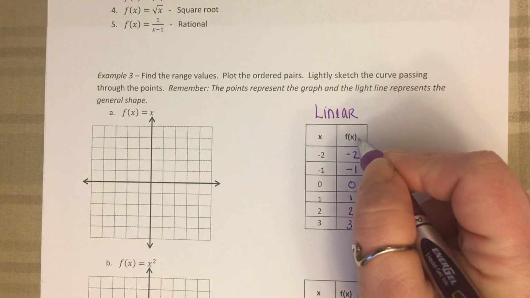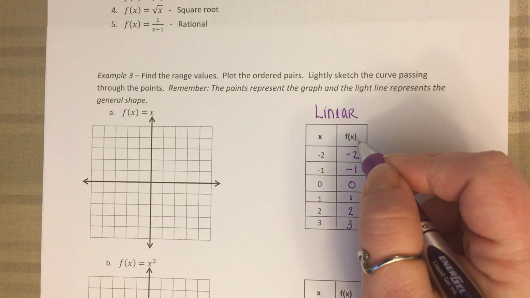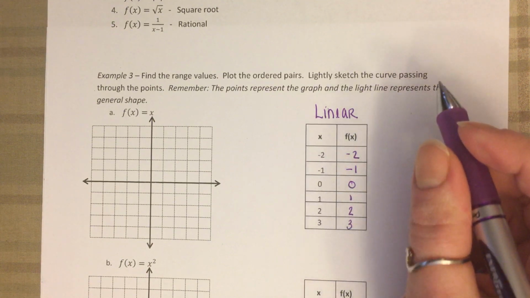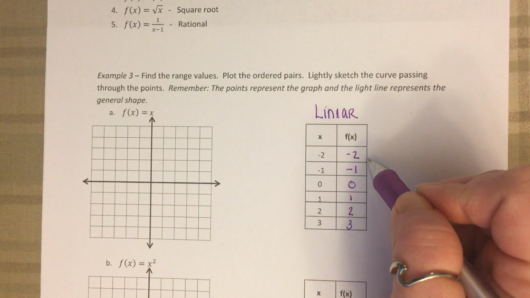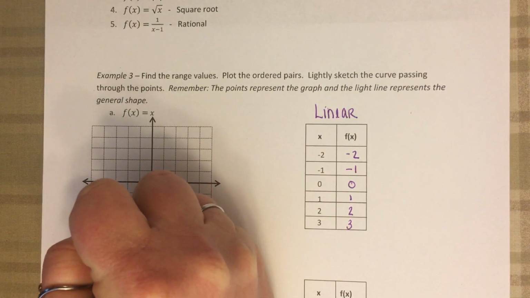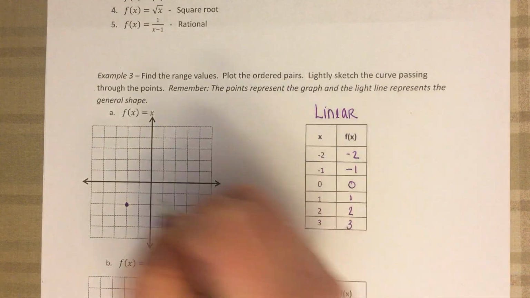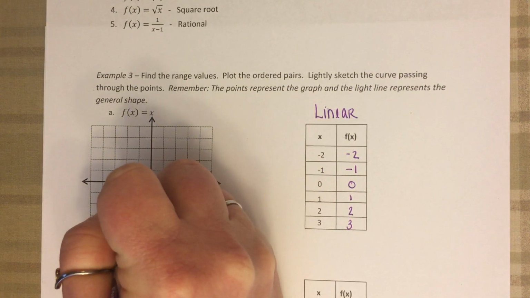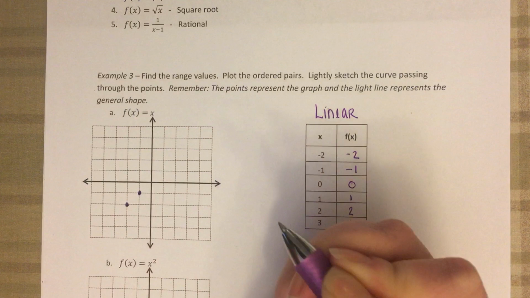As we're graphing them, we use the idea of y and f of x interchangeably. Our first ordered pair is -2, -2, so we move to the left 2 and then down 2. Our next ordered pair is -1, -1, so we move to the left 1 and down 1.